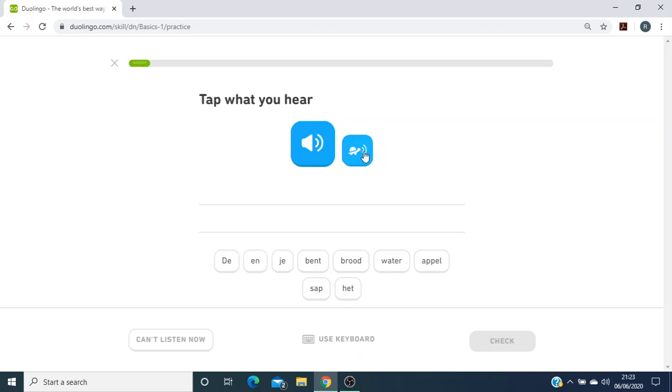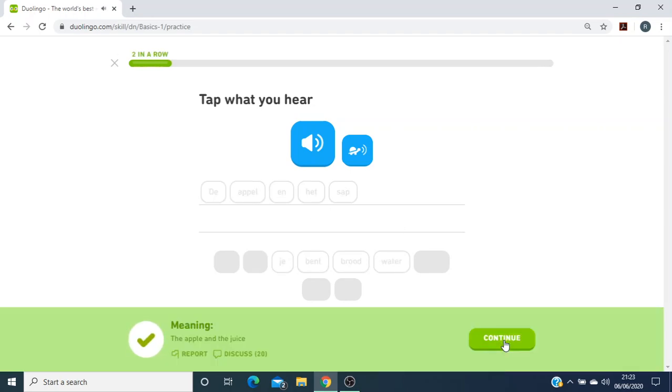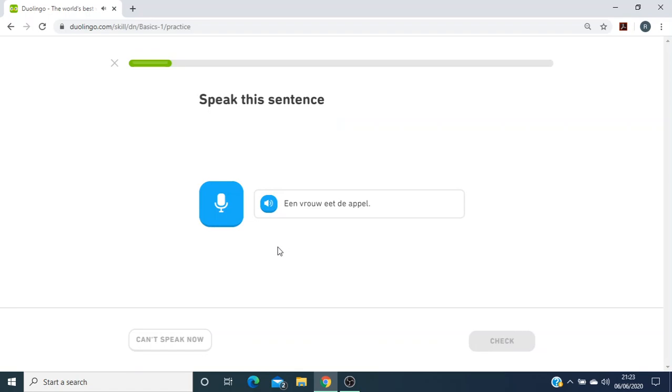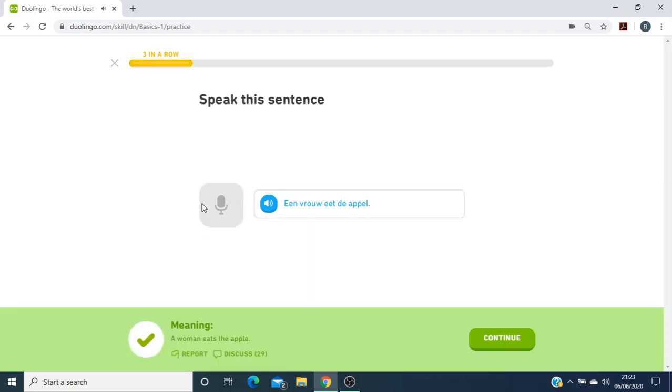The apple and the juice. I'll let you hear that again slowly. I'll turn the volume up a little bit. De appel en het sap. That's the apple and the juice. Een vrouw eet de appel. I'll have to pronounce this one. Een vrouw eet de appel. That's a woman eats the apple.